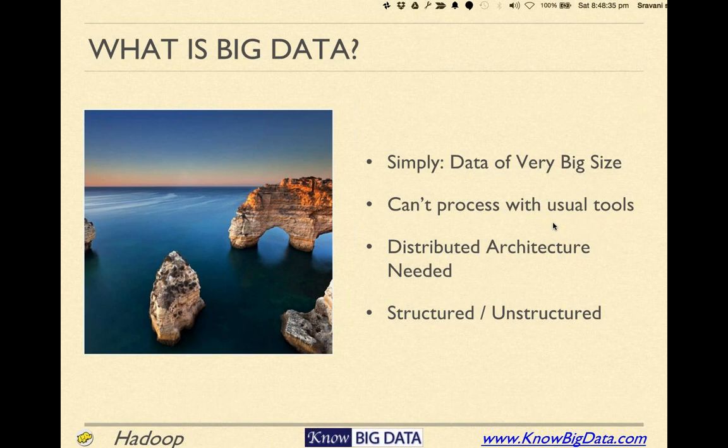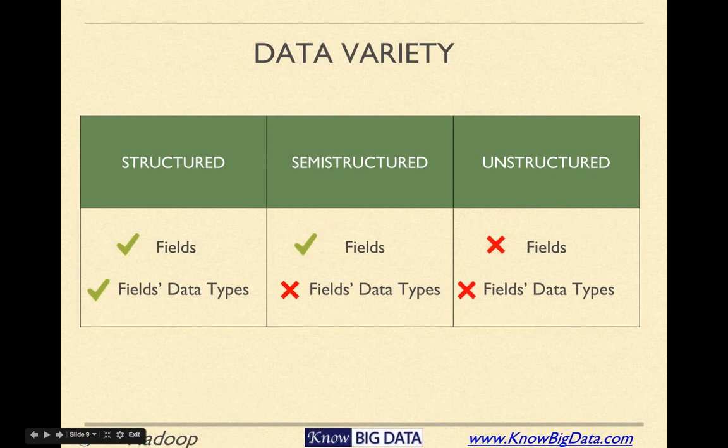Second, we will also discuss how you identify that now I need big data. Why can't we solve the problem by using better machines? Okay, so it's a common misconception that we will go into the details of, as in why distributed architecture is the only solution. All right, so we'll talk about all of this.